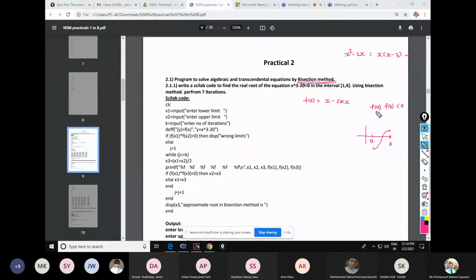Then what does the bisection method do? We want to locate this particular point C, this particular root. As you know, bisection means we have to divide it into two parts. So we will divide it into two parts. What is the coordinate of this point? If I say it is C, it is the midpoint of A and B. What will be the value of C?